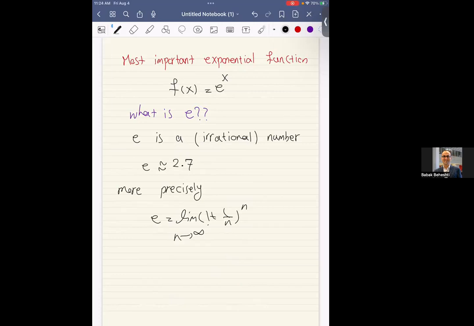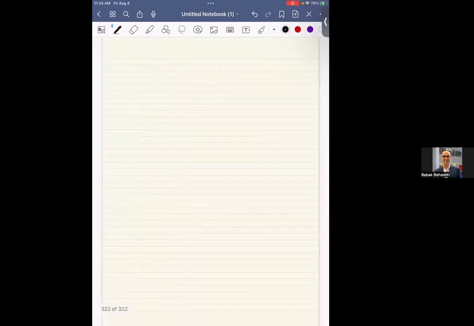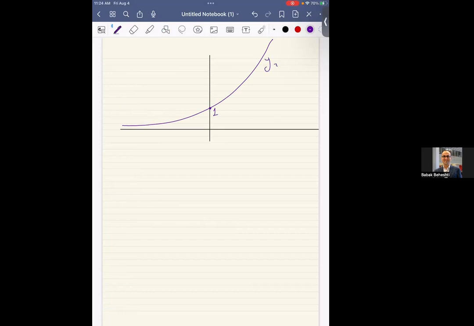Anyway, instead of saying f of x equal to 2 to the power x, now we have e to the power x. This is super important in math. The graph is more or less similar to 2 to the power x. So the y-intercept is 1.